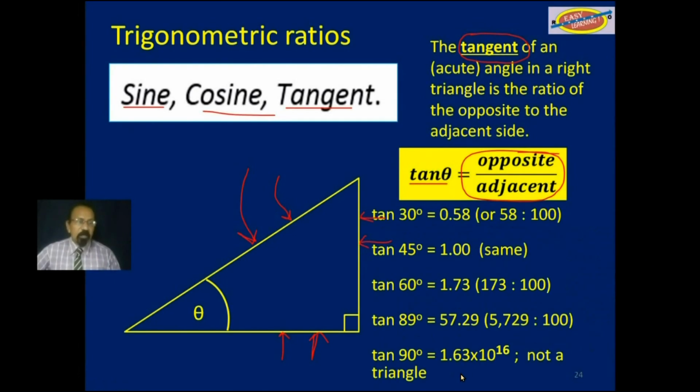So if this angle here is 30 degrees, then the size of the opposite when compared to the adjacent is 0.58. So this is 0.58 of that. And of course, if we change the angles, we make this angle here 45, then the opposite and the adjacent are the same. So you get 1. And if you make this angle here 60 degrees, then now this side here is longer than that side. So you get 1.73 and so on.